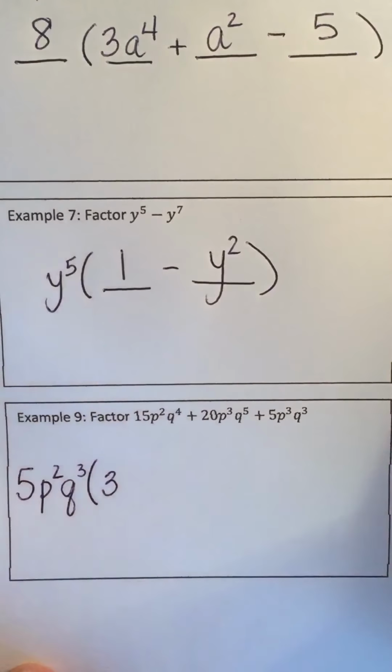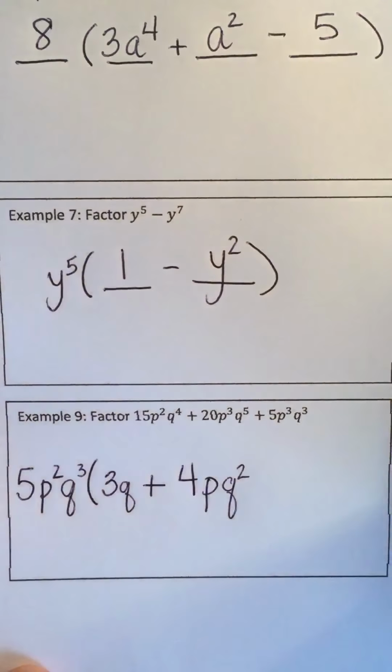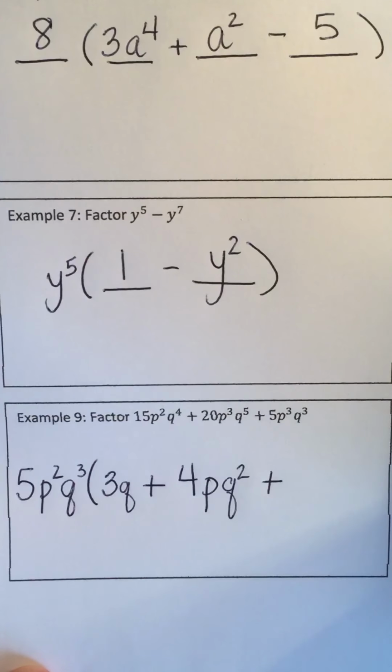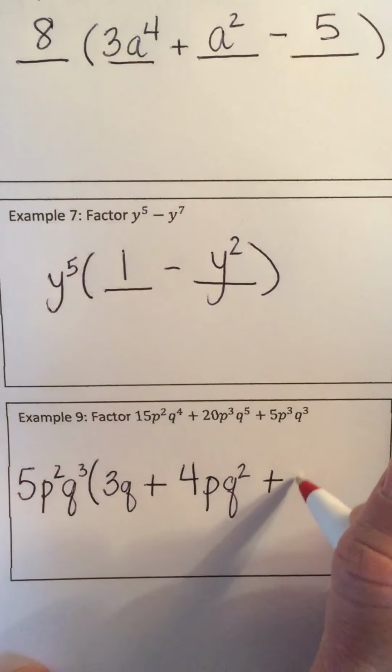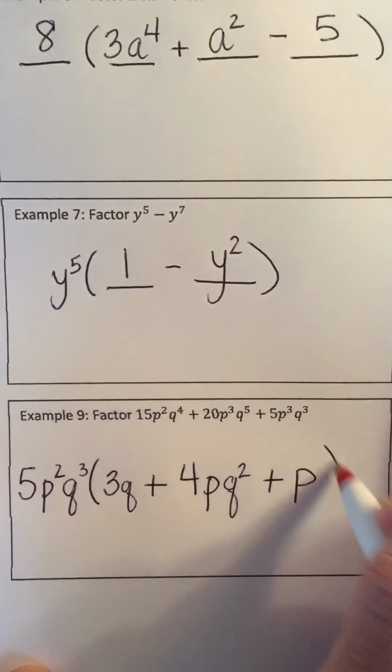5 times 3 is 15. We already have a p squared. We have 3 q's, so we need 1 q to get q to the fourth. Plus 5 times 4 is 20. We have 2 p's, so we need 1 p to get to p to the third. We've got 3 q's, so we need 2 q's, q squared, to multiply to q to the fifth. Plus our 5, we're good. 2 p's, we need 1 more p. Q to the third, done.